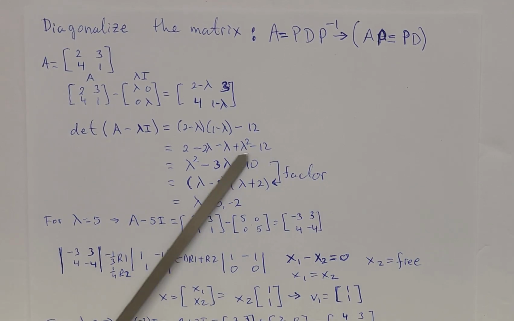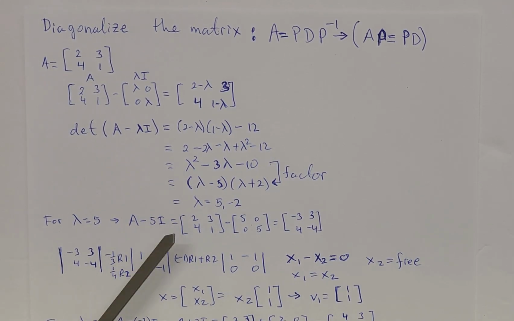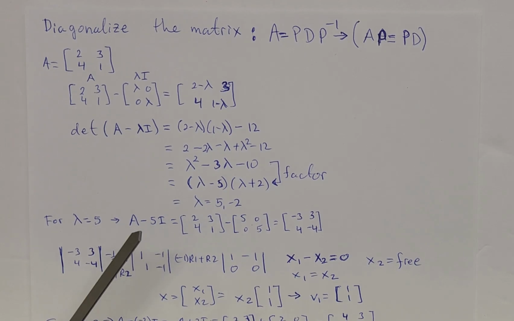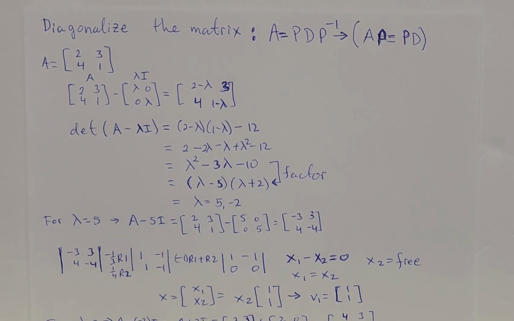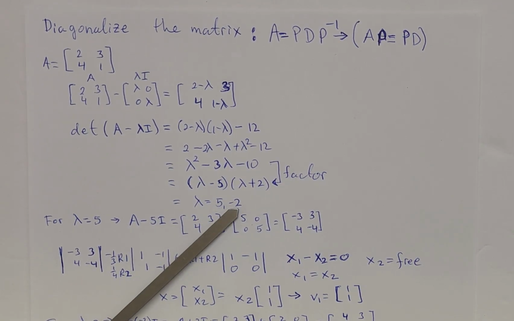Now factor out the characteristic polynomial. If you remember from the last lesson, this is called the characteristic polynomial. Factor it out, solve for lambda. My eigenvalues are 5 and negative 2.